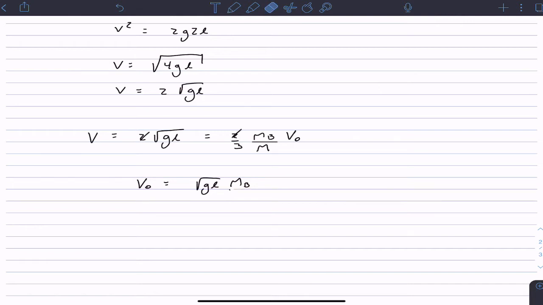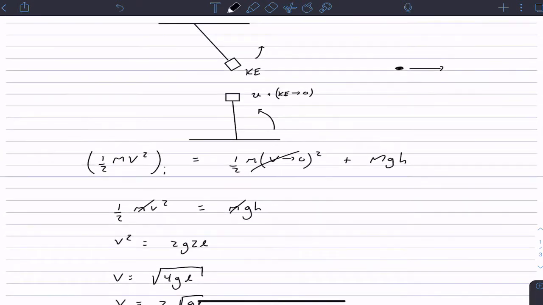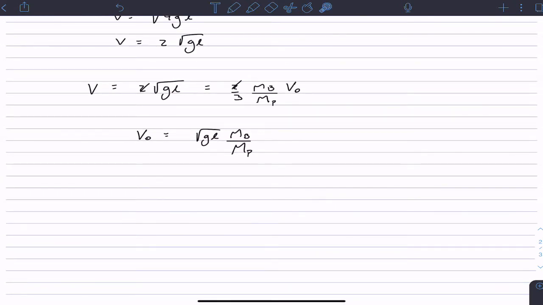Excuse me, I keep saying block. What I mean is bullets. This is M of the bullet. This is the mass of the pendulum, so I'll call that P, just to make it clear of what's going on. So this is bullet, this is pendulum, okay? And times 3. So that's the answer.